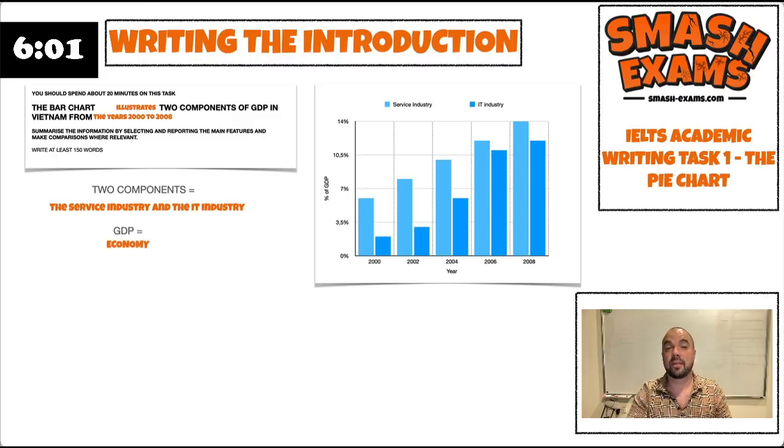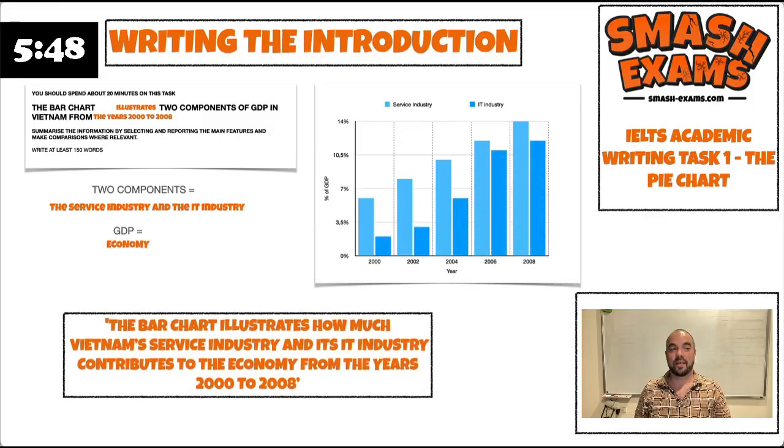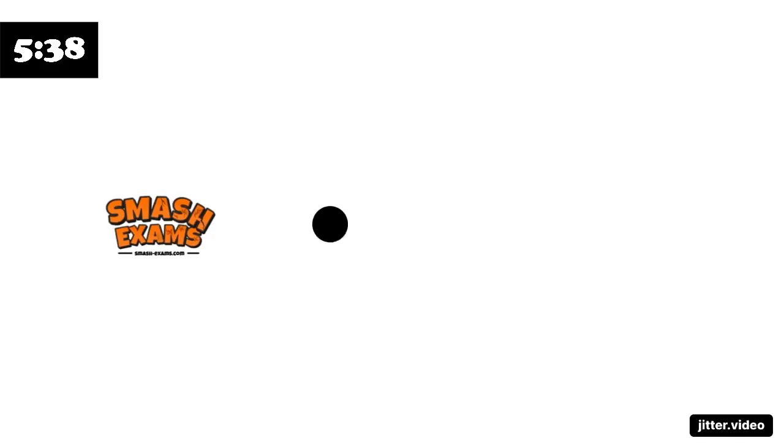Now this is specific to this question, but if you look in the workbook, there's an activity to look at other possible common synonyms. Now put all that together and look at our level 7 introduction. The bar chart illustrates how much Vietnam's service industry and its IT industry contributes to the economy from the years 2000 to 2008. Now again, it's not perfect, but it's a level 7.